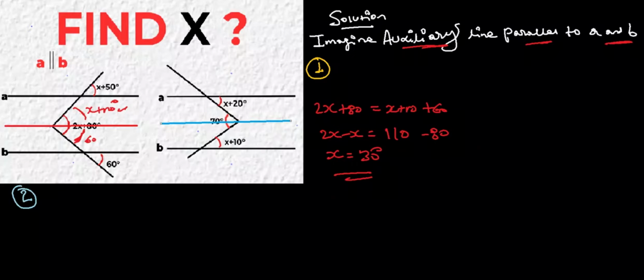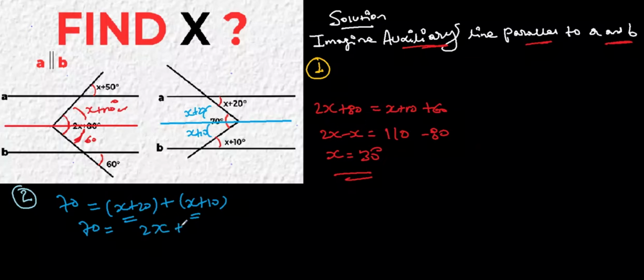Based on the alternate interior angle principle, if this one is x plus 10, that means this one is also x plus 10. And if this one is x plus 20, that means this one is also x plus 20. So 70 degrees is equal to x plus 20 plus x plus 10. Right, so 70 equals this one and this one, 2x plus 30.